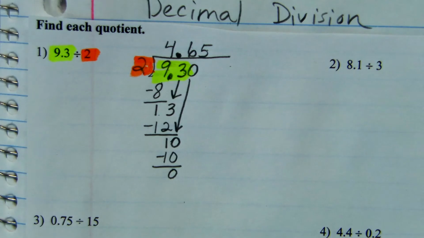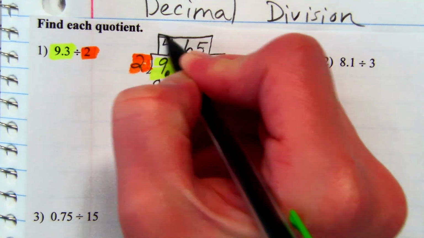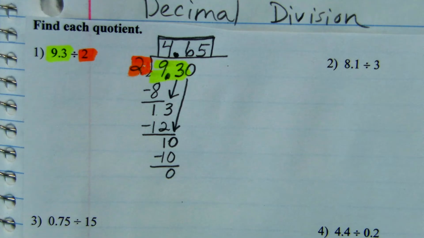So we're going to keep going until we can't go any more with these. And so this is my final answer. I'll put a box on that. It's 4.65, 4 and 65 hundredths. Did you have a question?